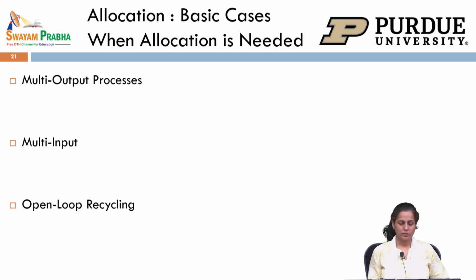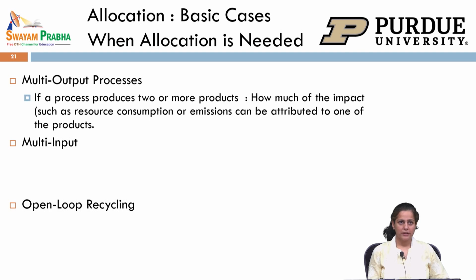There are three kinds of processes that you can come across in your system boundary when you build your LCA. One is multi-output process. In a multi-output process, if a process produces two or more products, the question is how much of the impact, such as resource consumption or emissions, can be attributed to one of the products. So, it might be that your process is making multiple products and only one of them is actually part of the life cycle of the product that you are studying. In that case you definitely have to know how much you want to allocate.